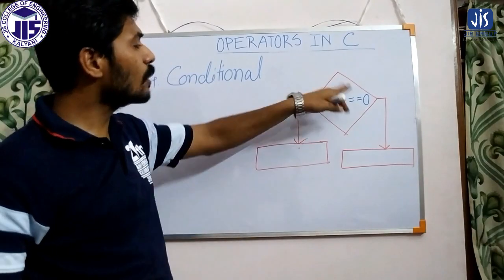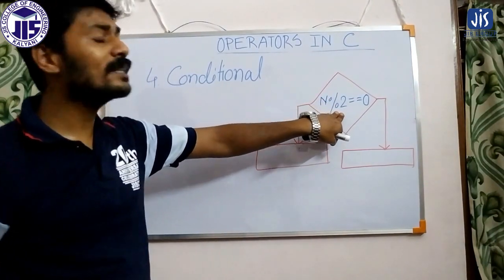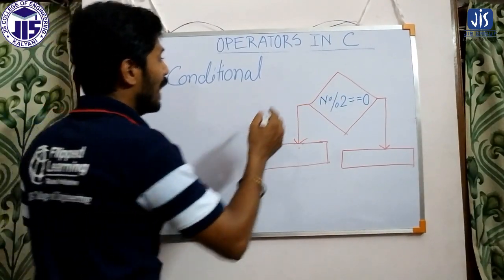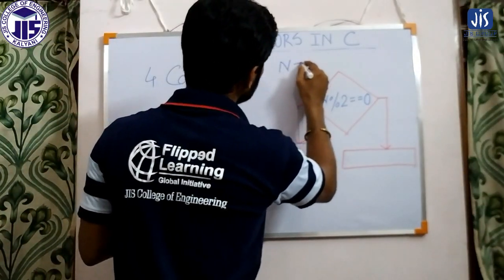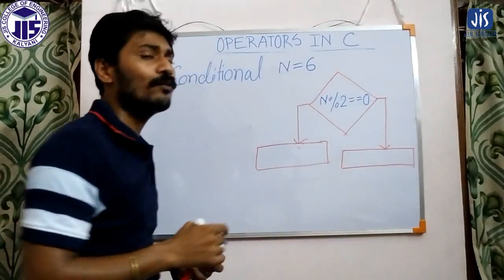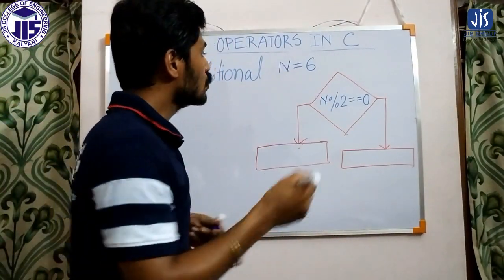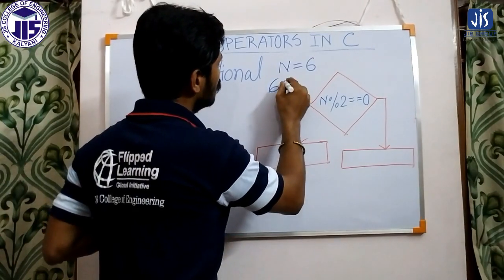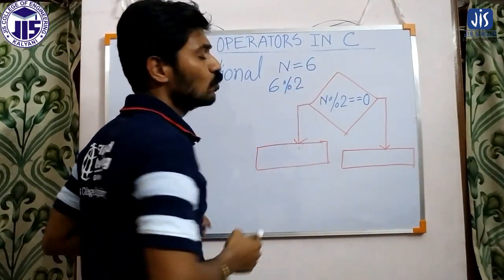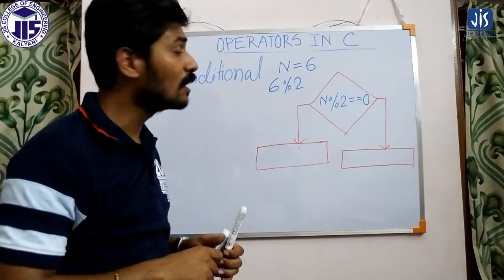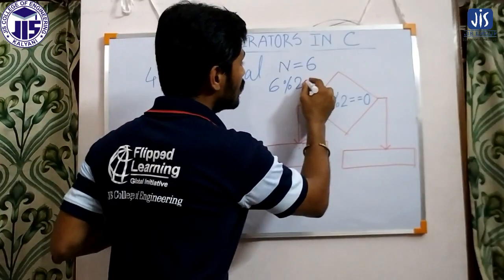Here we are verifying what remainder we get after performing the division operation. If the value of n is equal to 6, and I perform this operation, it will be 6 mod 2. What is the remainder? Because mod represents the remainder. So in the case of 6 mod 2, obviously the remainder will be 0.